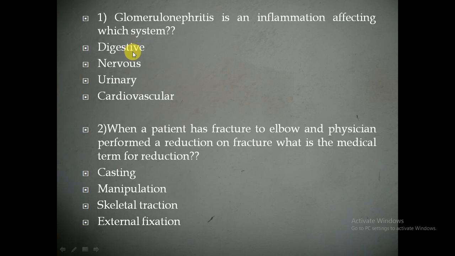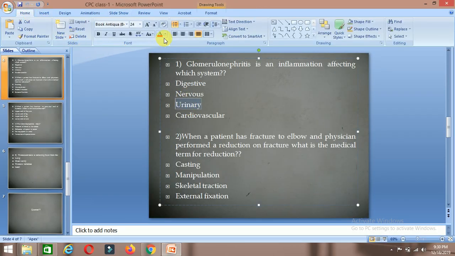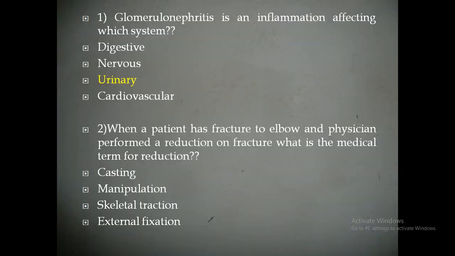So digestive, nervous, urinary, cardiovascular. So glomeruli are the part of which system? Urinary, right? So like that you need to pick the correct answer. So it's related to the urinary system problem. So it is the inflammation of the filters of the glomeruli which are the part of the urinary system. So digestive, nervous, cardiovascular are nowhere related to this kind of disease. It is related to the urinary system. So my answer is urinary. So like that you need to pick the correct answer from the multiple choice questions. So we will see the next question.